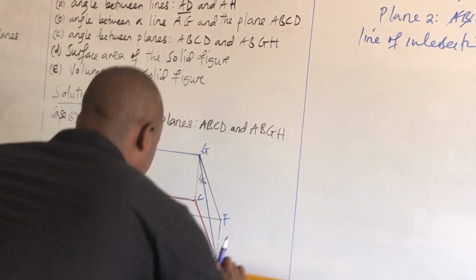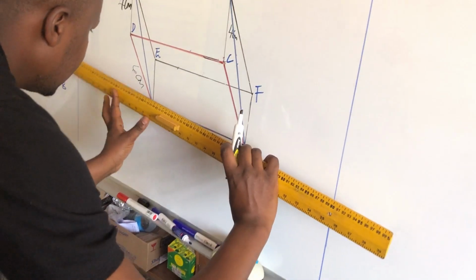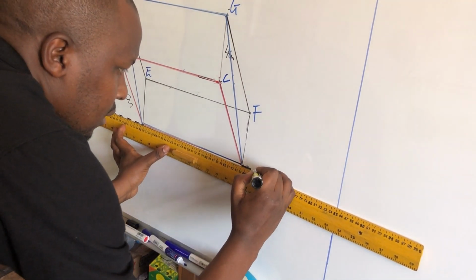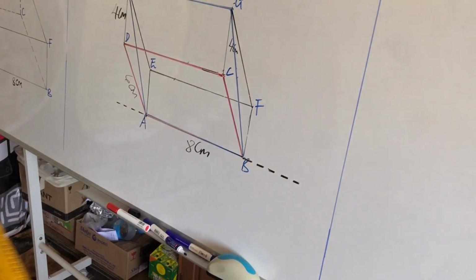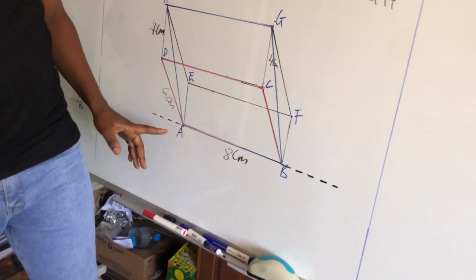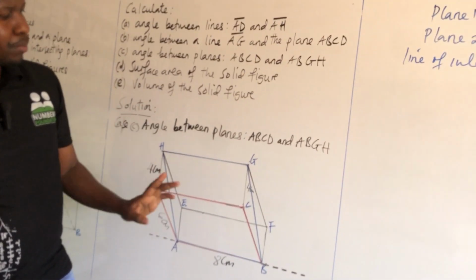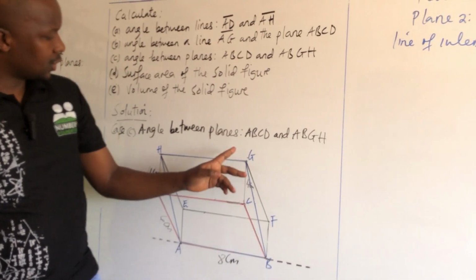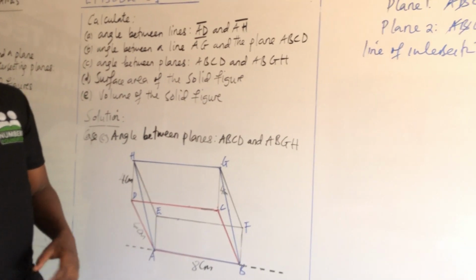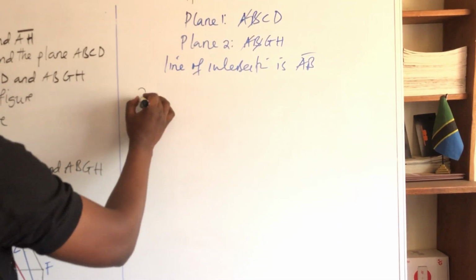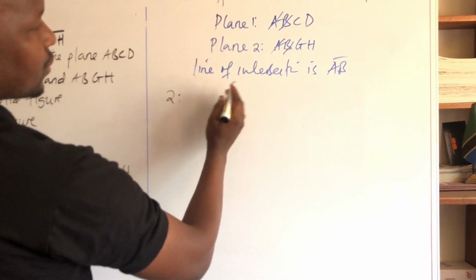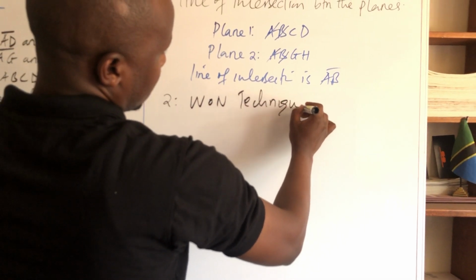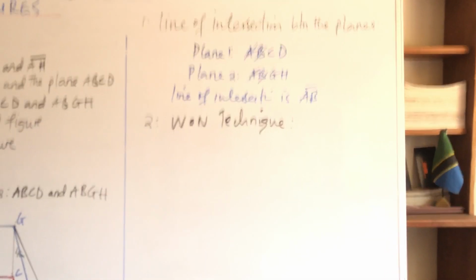Now, after having noted the line of intersection, you can just extend it, as you can see clearly by the dotted lines. At this line of intersection, which has 2 points, A and B, we need to develop perpendicular lines from these 2 planes, from planes ABCD and ABGH. Having said that, solving strategy number 2: we can use one technique that will help us generate perpendicular lines from each plane.